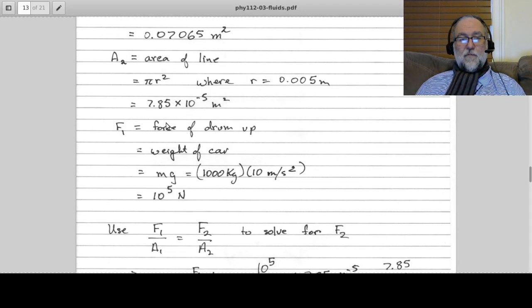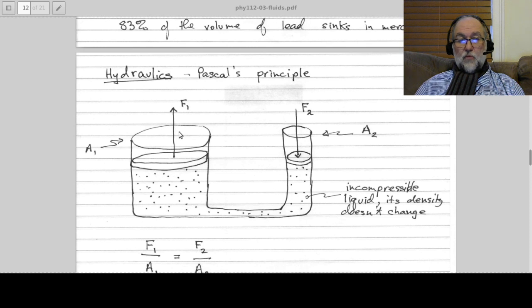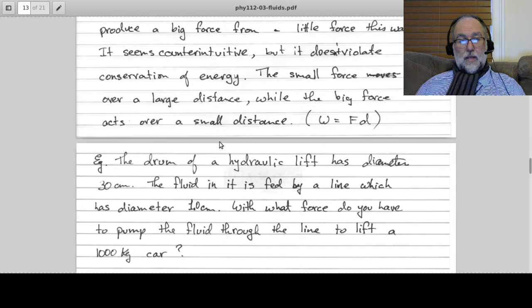Okay, now the force that the drum has to exert has to lift the car. The car has a mass of 1,000 kilograms, but it's going to have a weight of mg, 1,000 times 10 meters per second squared for g, and that's 10 to the 4 newtons. All right, so go back to that diagram here, because this F1 is lifting the car, okay? So that F1 has to be 10,000 newtons to lift the car, okay?